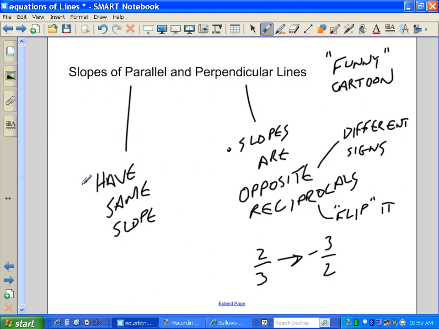Okay? So, the funny cartoon. I'll do something to make sure that it's there. And that is what we're going to say about that particular little topic right there.